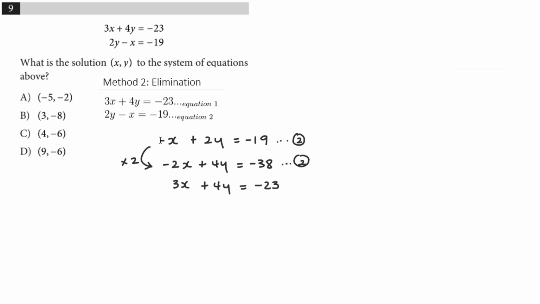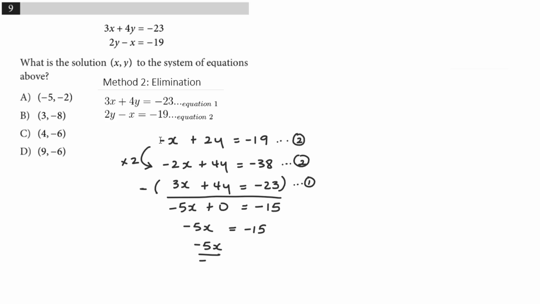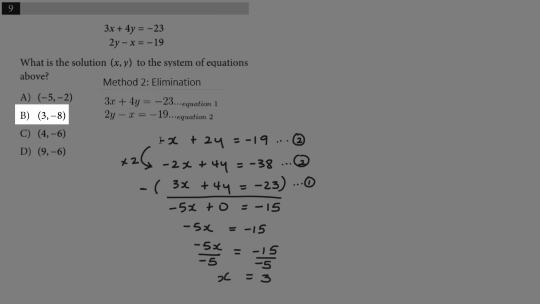We can then subtract equation 1 from equation 2 to give negative 2x minus positive 3x, which is negative 5x, 4y minus positive 4y, which is 0, and means y has been eliminated, and negative 38 minus negative 23, which is negative 38 plus 23, which equals negative 15. So our result is negative 5x is equal to negative 15, and we can divide both sides of the equation by negative 5 to give x is equal to 3, making the answer to this question option B, as we also saw when using the substitution method.